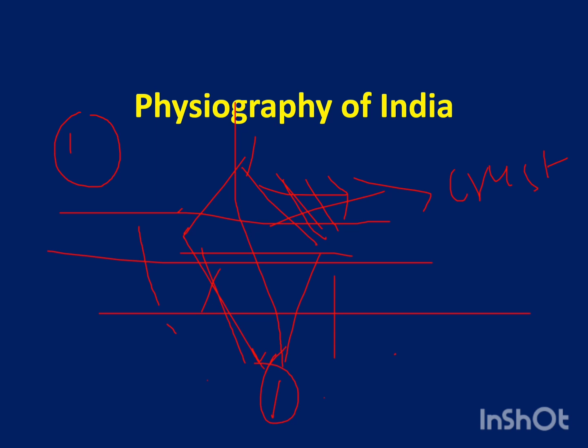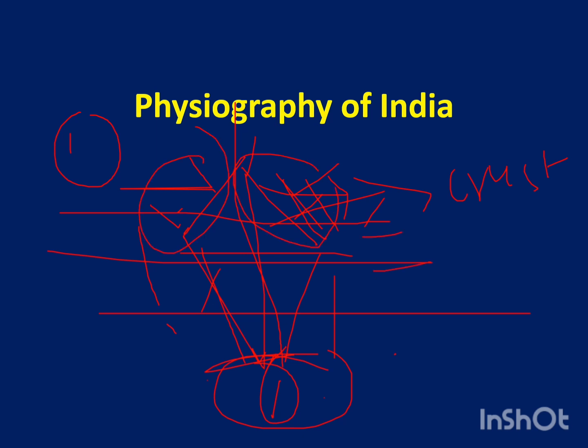The standard meridian is 82.5 degrees east longitude. The southernmost part of India is Indira Point, which is in the Nicobar Islands. The southernmost point of the mainland is Cape Comorin. The neighboring countries of India are Pakistan, Afghanistan, China, Nepal, Bhutan, Bangladesh and Myanmar: two countries on the west side, three on the north, and then Bangladesh and Myanmar.